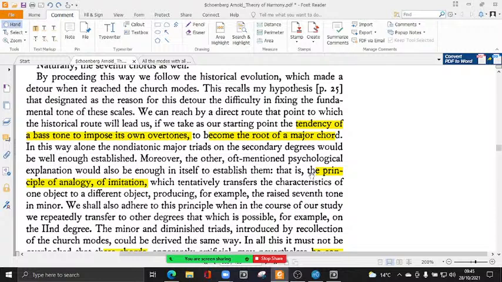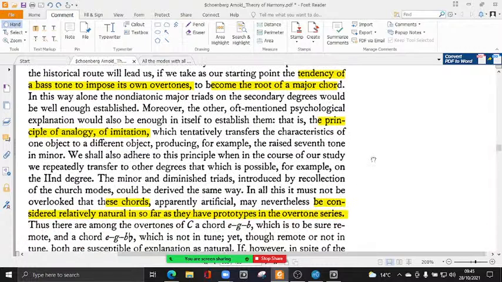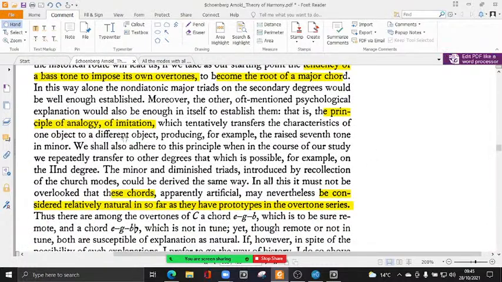That is the principle of analogy, of imitation. We tentatively transfer the characteristics of one object to a different object, producing, for example, the raised seventh tone in minor. That is his explanation. We shall also adhere to this principle when in the course of our study we repeatedly transfer to other degrees that which is possible, for example, on the second degree.